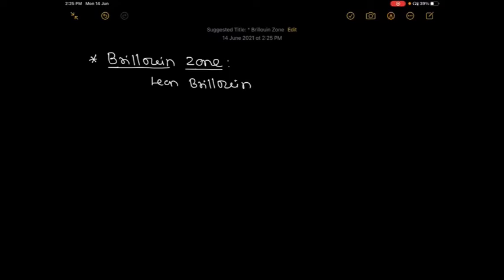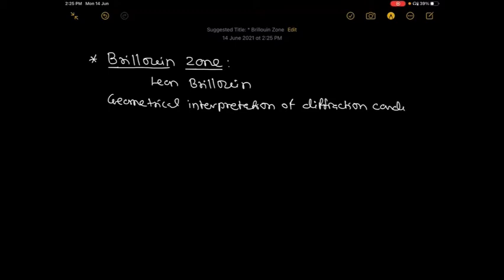That concept gives a geometrical interpretation of diffraction conditions. To explain the Brillouin zone, we must know about the zone.